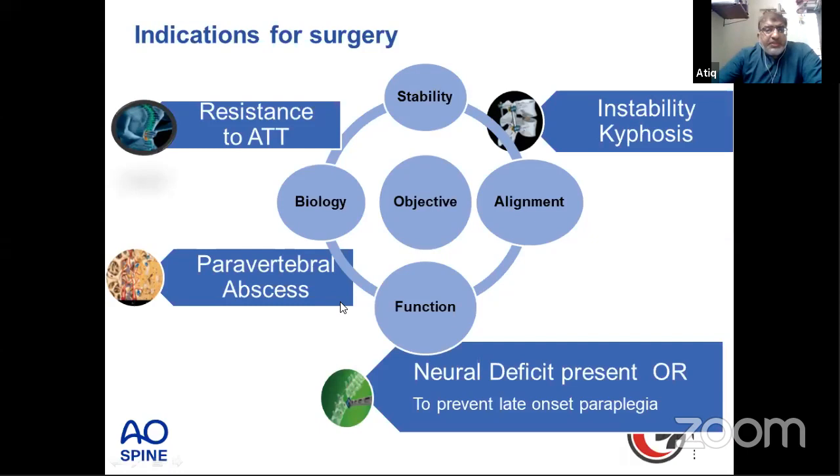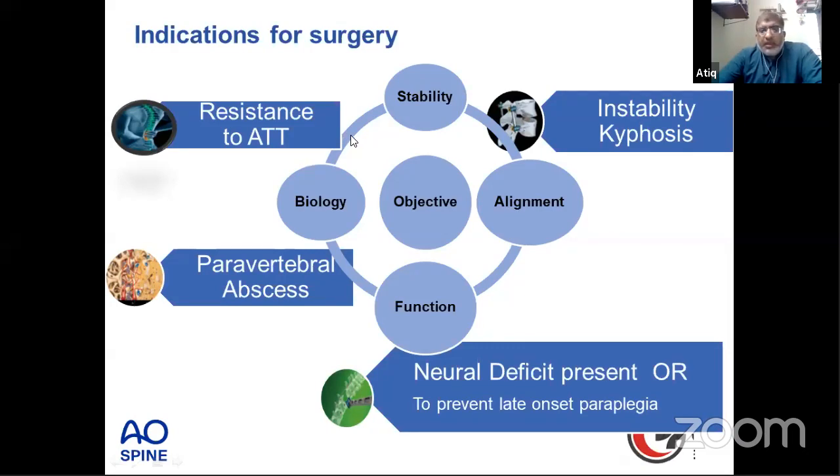And where there is an abscess, it should be drained. If you see abscesses, like I have shown you in the cases, if there is a paravertebral abscess, that is an indication for surgery. And in case of resistant ATT, it is usually better to go for debridement and remove the dead and necrotic tissue.